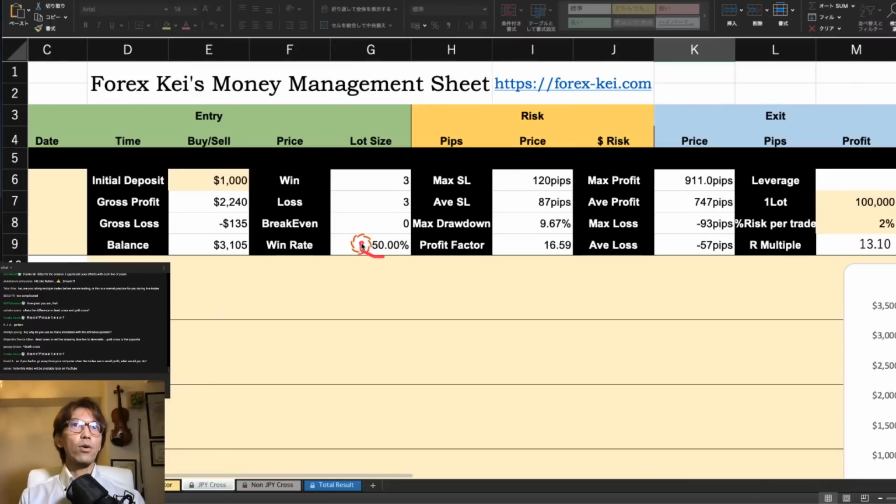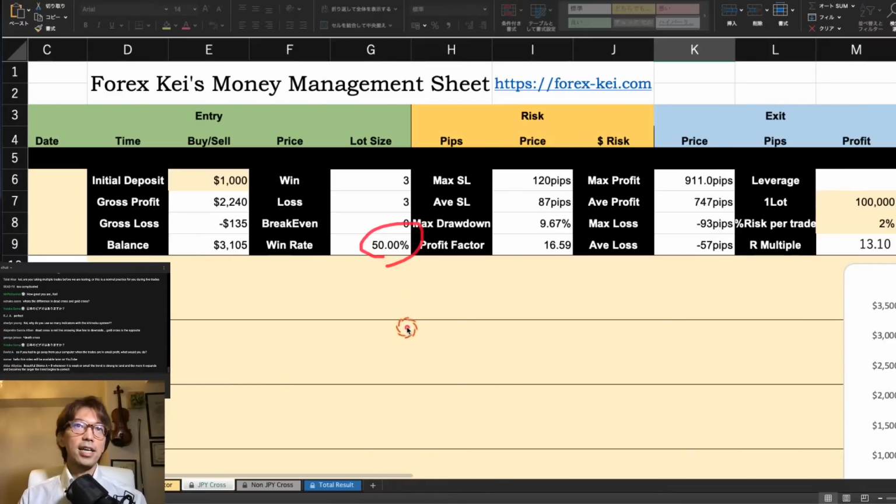The winning rate was only 50%, and usually my winning rate is sometimes 30%, sometimes 40%, sometimes 60%, but I don't look at the winning rate. Like I said, I only look at the drawdown, which was too big because I was not really calculating the risk on this demonstration.